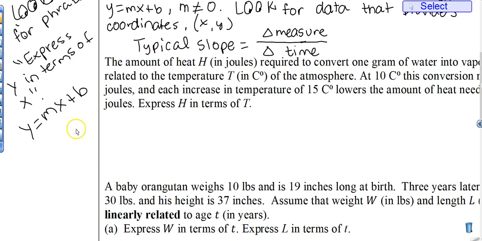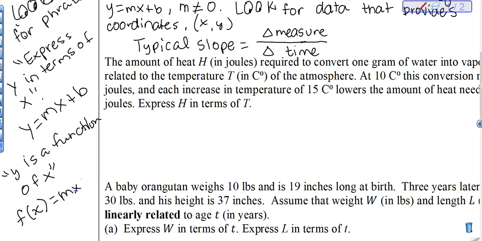We could also see it looking like this. Here's another phrase that's really, really common. Y is a function of x. This is another really common phrase. And it gives you many clues. So y is a function of x looks like this. The function of x is equal to mx plus b, where f of x is really your y. So you have to be on the lookout for that.